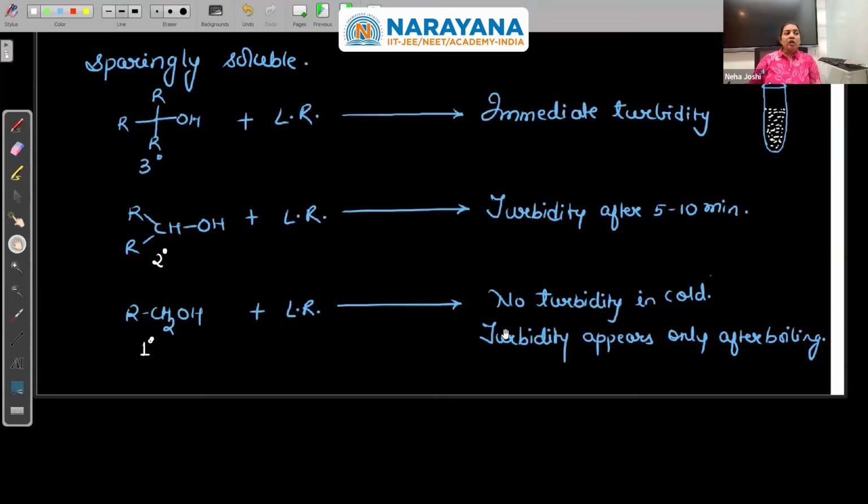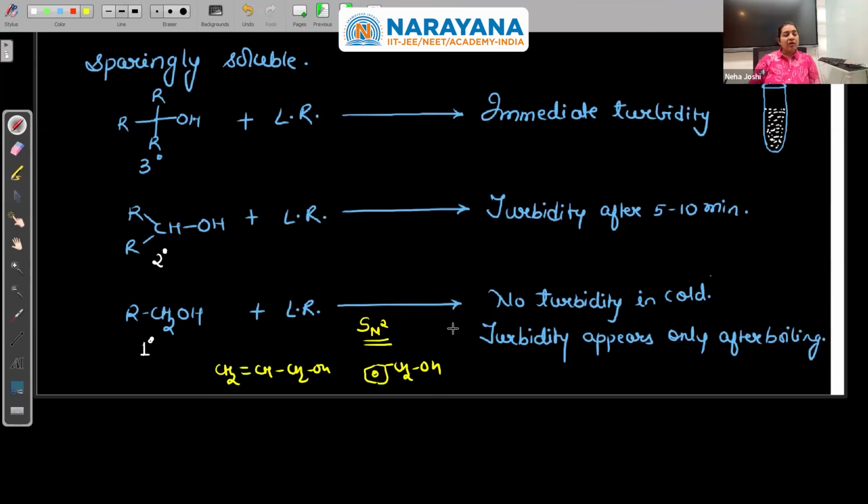But remember, I'm not generalizing this whole thing for always. What I want to say is a 2-degree alcohol or a 1-degree alcohol, when it goes by this, so entirely we are talking of SN2, right? It is much slower as a process and the reaction is taking place gradually. But what if I have a 1-degree alcohol which is say CH2OH? I will have a very fast turbidity for this one.